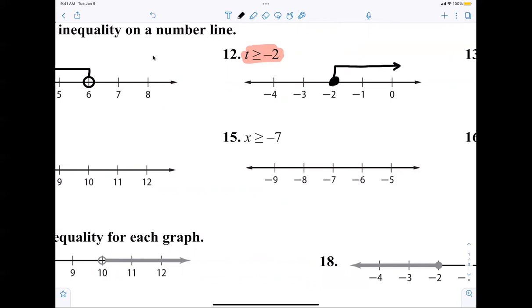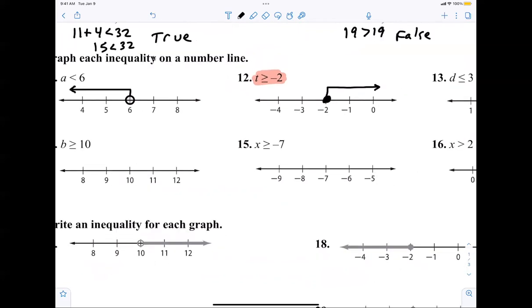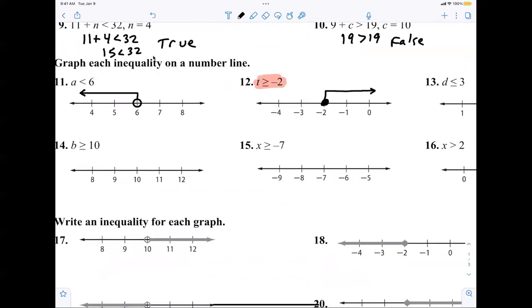I know it's going to the right, and the numbers are getting smaller. Or, oh wait, never mind, sorry.